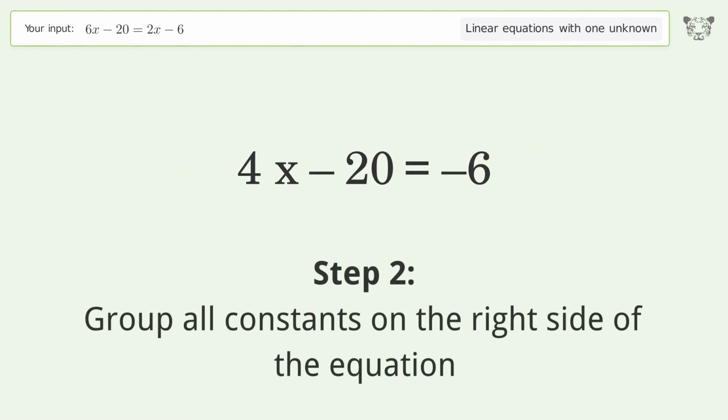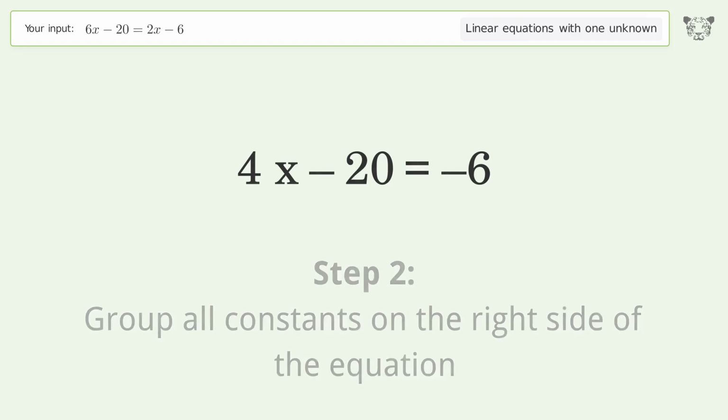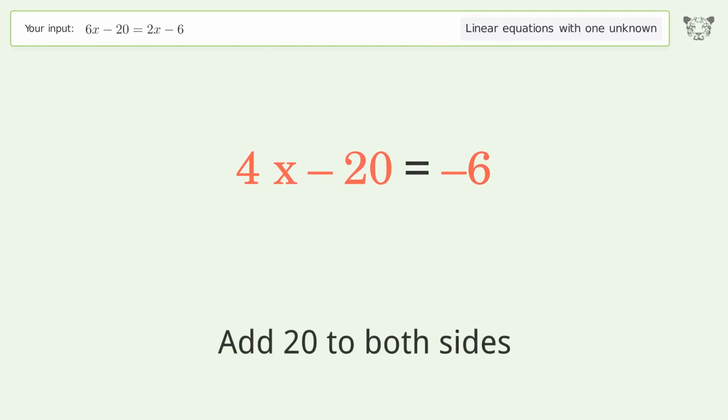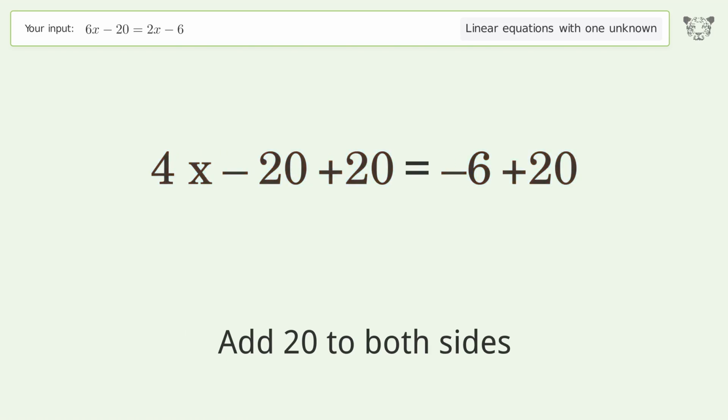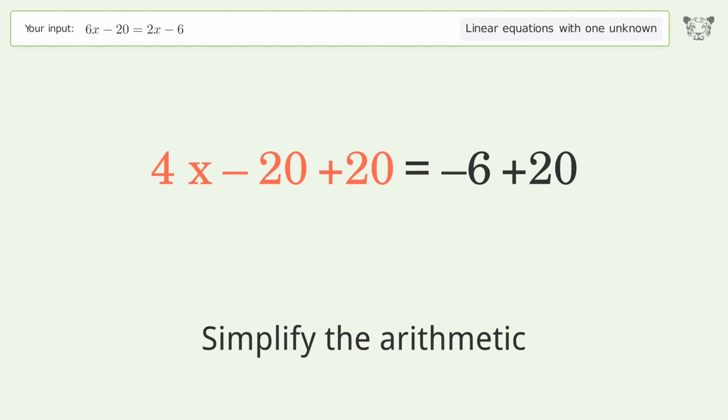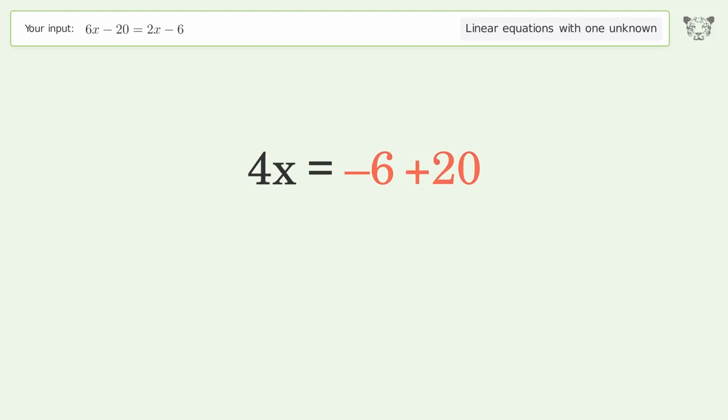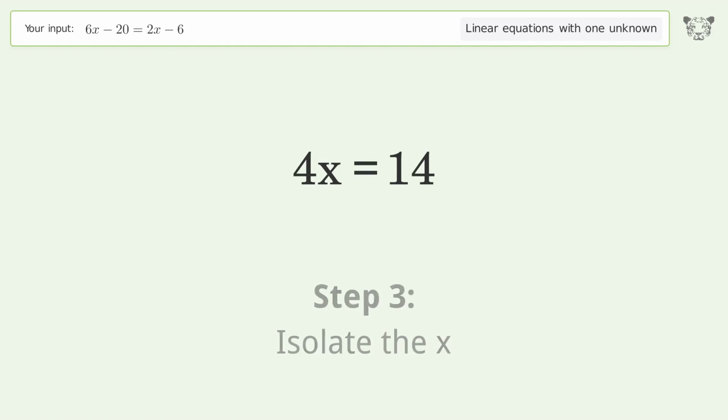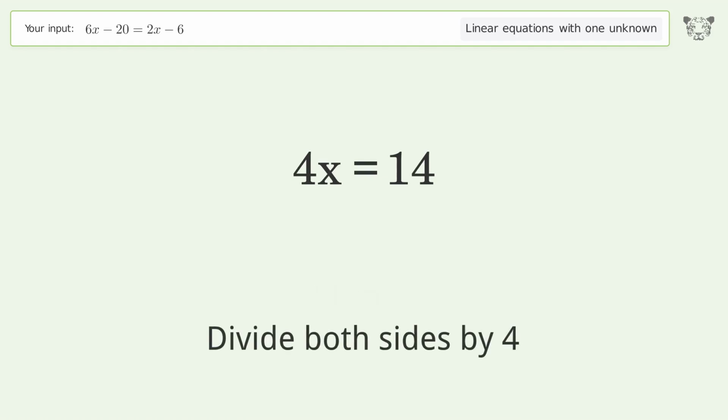Group all constants on the right side of the equation. Add 20 to both sides. Simplify the arithmetic. Isolate the x. Divide both sides by 4.